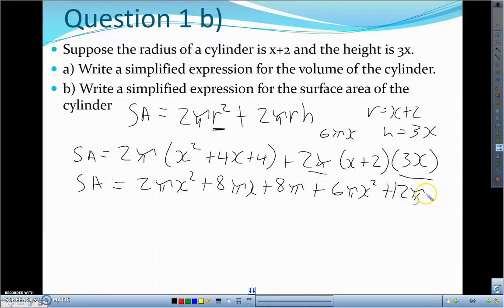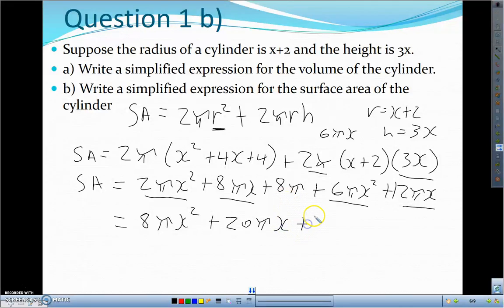And now it becomes a job of collecting like terms. I can collect this 6 pi x squared and this 2 pi x squared. That will turn into 8 pi x squared. That's done with the x squared. We'll look at the x's. I've got this 8 pi x and this 12 pi x. If I combine those, that turns into plus 20 pi x. And I've got this number at the end, which is just plus 8 pi. And we've gone as far as we can go with this example.